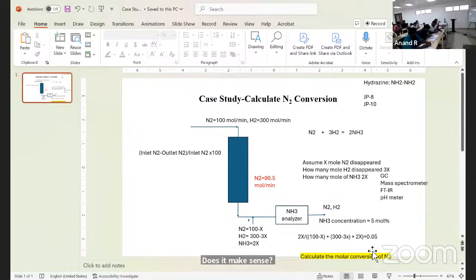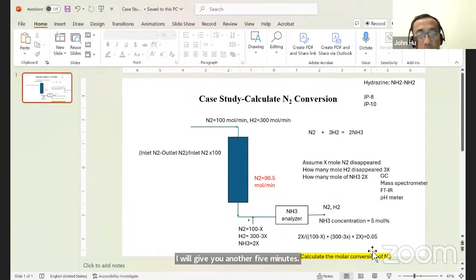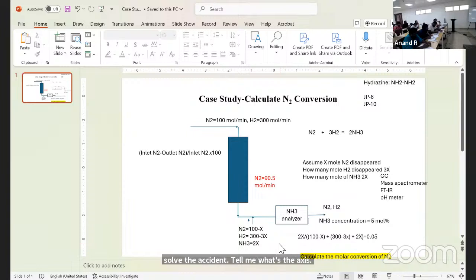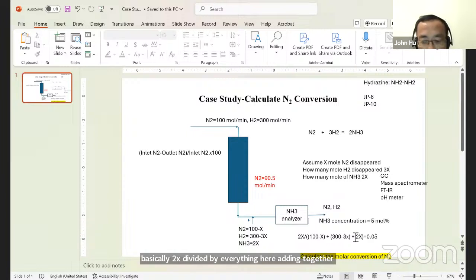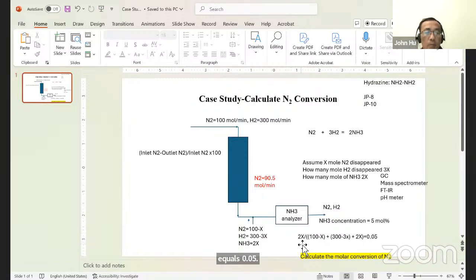Can anyone solve it? Give it a try. I will give you another 5 minutes. We have 8 minutes to go. Just see if we can get my answer. Solve for X. Tell me what's the X value. Basically 2X divided by everything here, N2 plus hydrogen plus ammonia, equals 0.05, 5%, all right? So just solve this equation, pretty simple.